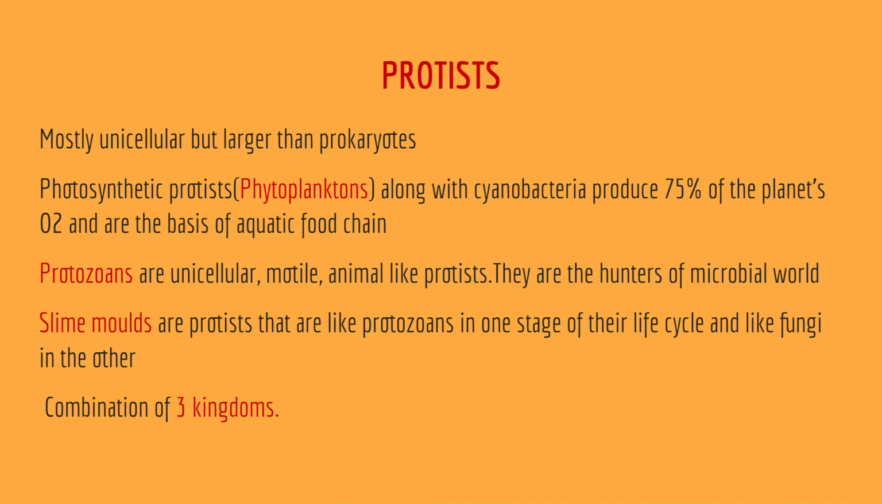Protozoans are unicellular animal-like protists. Slime molds are those which are like protozoans in one stage of the life cycle and like fungi in the other. Now you can tell why this kingdom, the Protista, is always called a combination of fungi, plant and animalia.